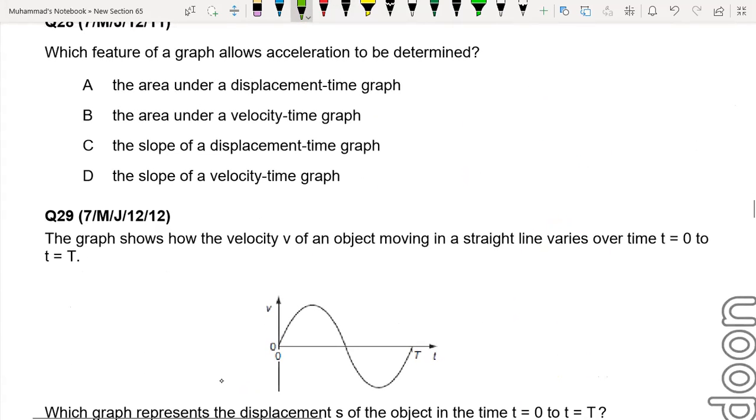28. Which feature of the graph allows acceleration to be determined? Very straightforward question. The area under a displacement time graph is nothing. The area under a velocity time graph is displacement. The slope of a displacement time graph is velocity. The slope of a velocity time graph is acceleration. And we wanted to find acceleration. So which feature of the graph allows acceleration to be determined? So acceleration is the slope of the velocity time graph. Very straightforward question.